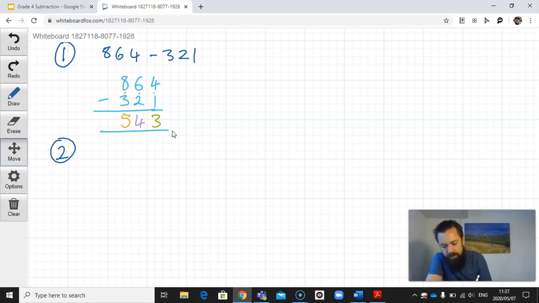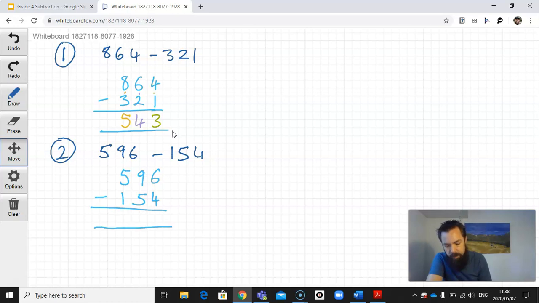So the second one, 596 minus 154. So first up, we put them in the correct format. So I lay them out in columns, 596, and underneath, lining up on the right, 154. Put in my subtraction, put in my answer box, and here we go. So looking at my units first, 6 minus 4 is 2. Then looking at my tens, 9 minus 5 is 4. And then looking at my hundreds, 5 minus 1 is 4. So the answer is 442.